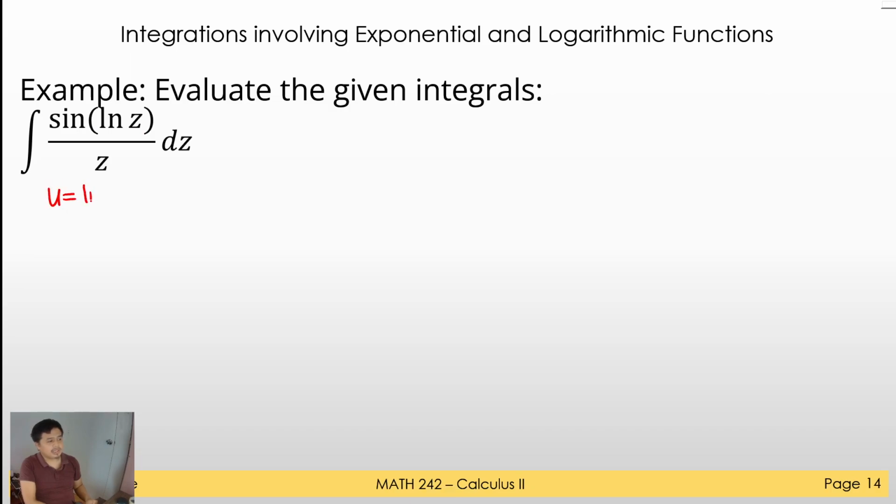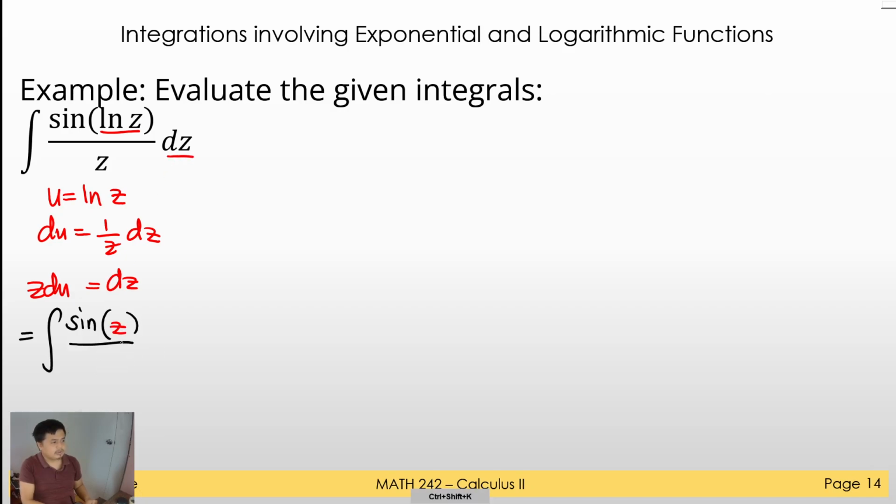So u is equal to ln z. Find the derivative of ln z. We have 1 over z dz. So dz is equal to z du. Okay, so we can substitute now the u to this and this. So we have sine z over z, and then we have z du. Okay, so we can cancel out the z here. So this will now be equal to the integral of sine z.